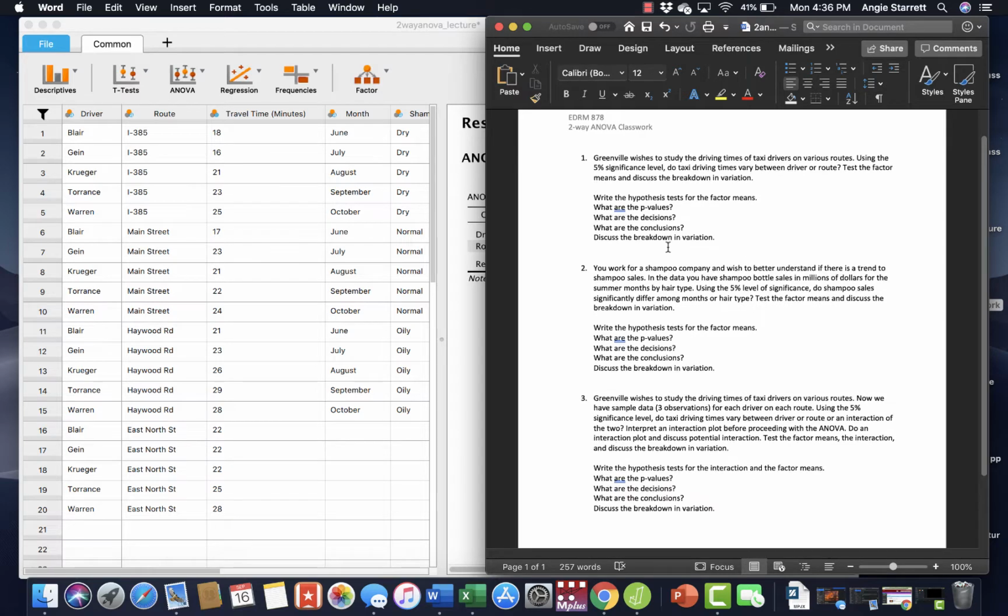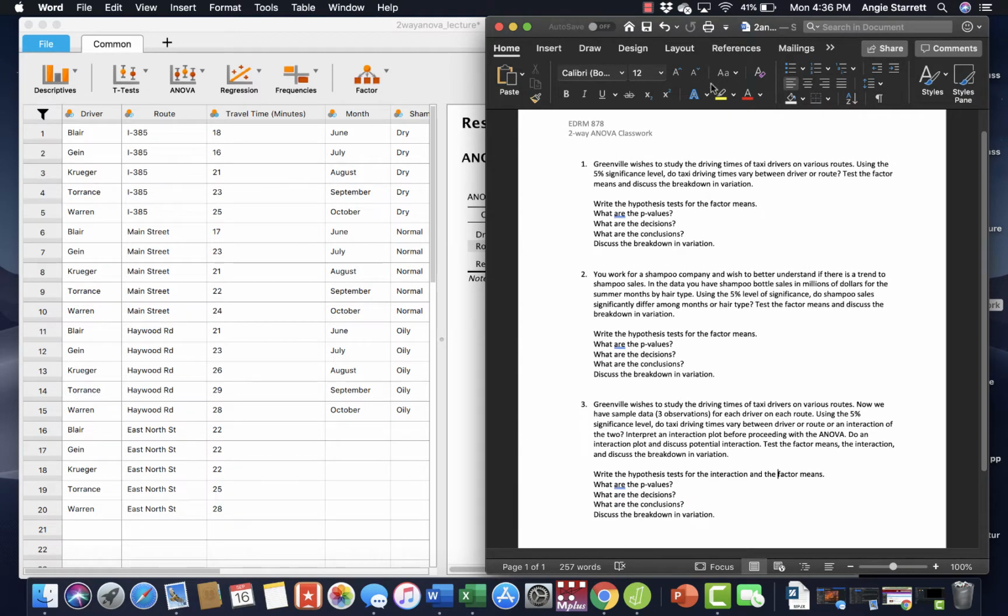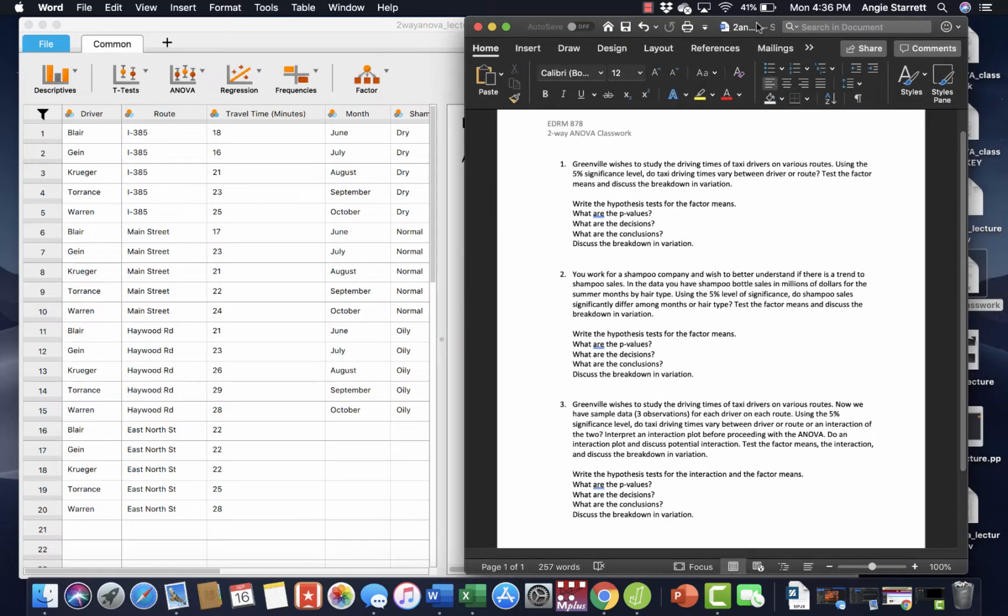Okay, let's do some of the two-way ANOVA classwork problems. And again, you know what I believe at this point, and that is that with the examples here, I think it'll start to click. We're going to do two without interaction and one with interaction so you can see the difference. Okay, first problem here.